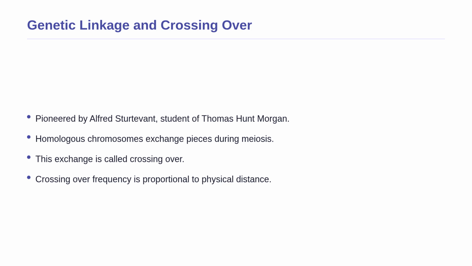During the cellular process of meiosis, homologous chromosomes pair up and can exchange pieces in a phenomenon called crossing over. Sturtevant proposed a groundbreaking idea. The frequency of this crossing over between two genes is directly proportional to the physical distance separating them. The further apart they are, the more likely they are to cross over.